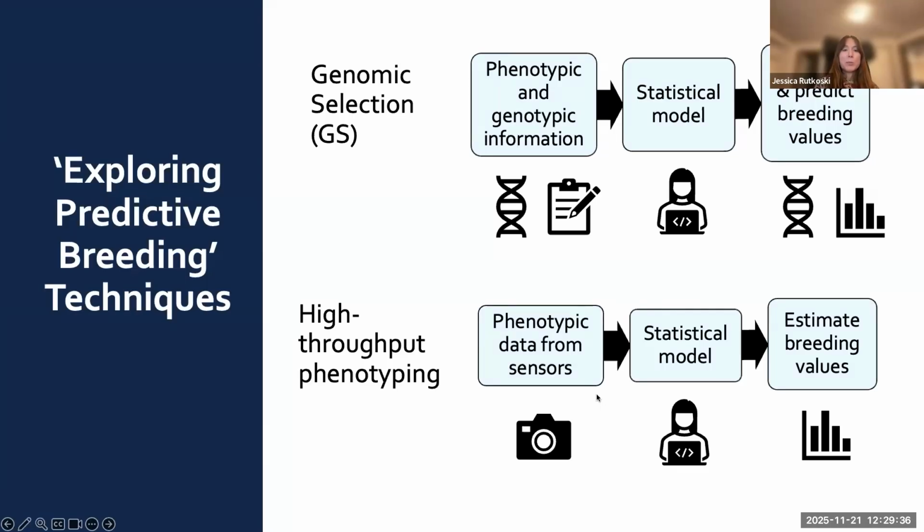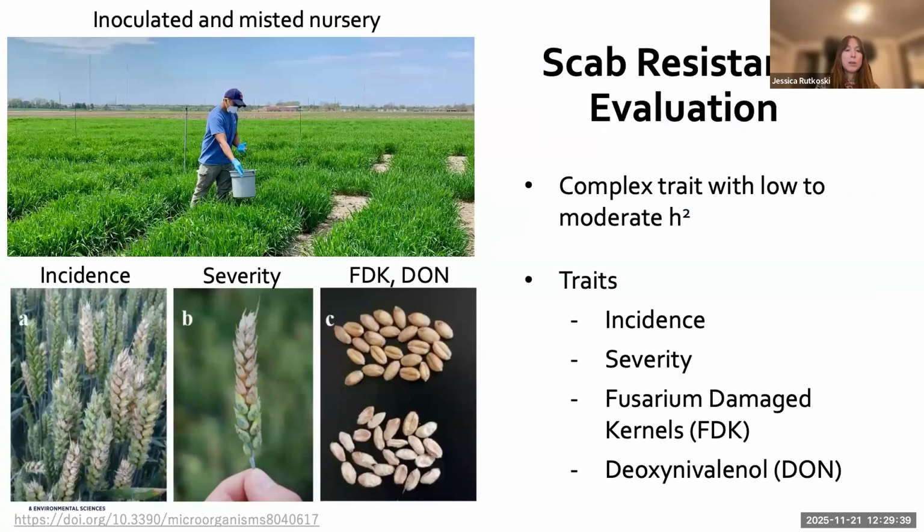So I'll just show you some examples of how we've been exploring and implementing those different methods. I'll show you for scab resistance how we've done that. Scab resistance evaluation is really challenging to do. We have to do this in the field in a nursery that's inoculated and then measure all these different disease traits: incidence and severity, the percent of kernel damage, and the amount of toxin in the grain. It just adds a lot of labor, having to measure all these different traits to get a good evaluation of resistance.